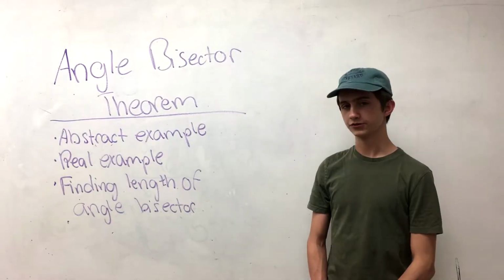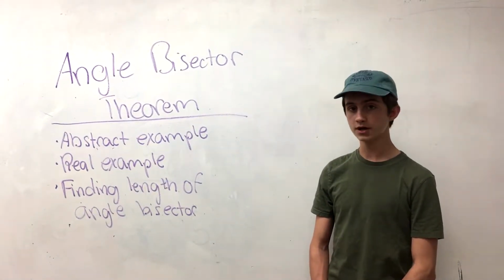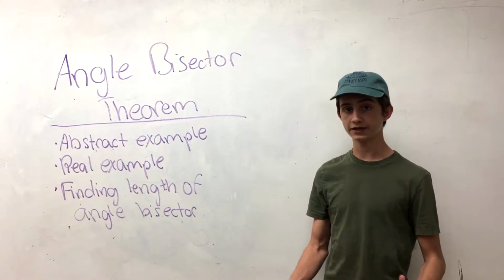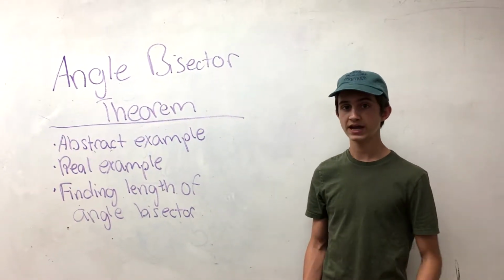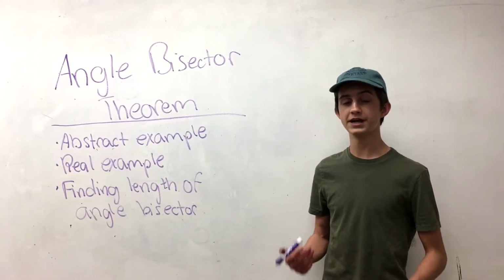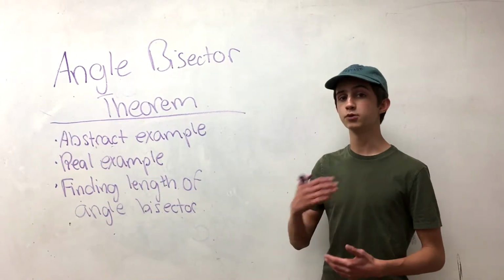The angle bisector theorem can be used for many things. Among these are finding the length of an angle bisector of a triangle and finding the lengths of the segments an angle bisector separates the opposing side of a triangle into.